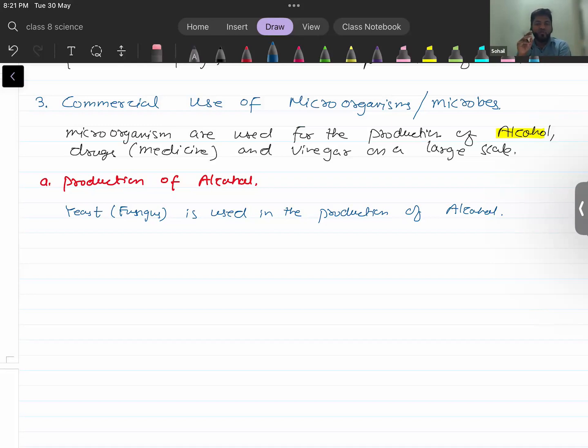Now you see, yeast is capable of converting sugar into alcohol and carbon dioxide. And where does this sugar come from? The sugar comes from different fruits. Alcohols are made from fruits, and they are made from barley also, from maize also, from rice also. Alcohol can be made from rice also.